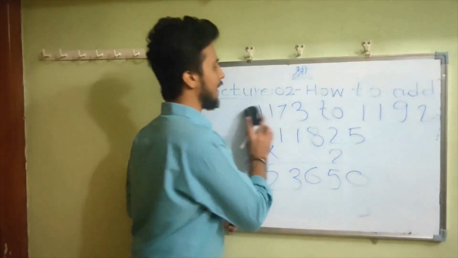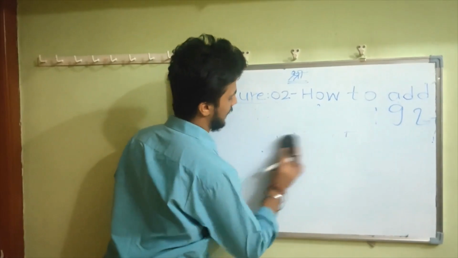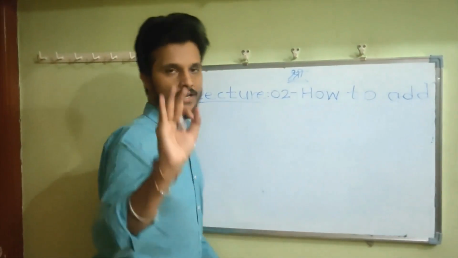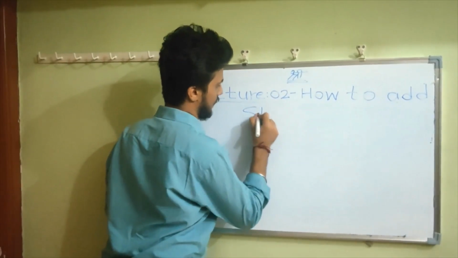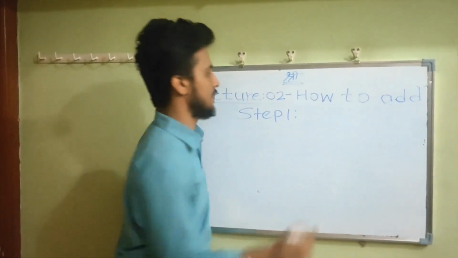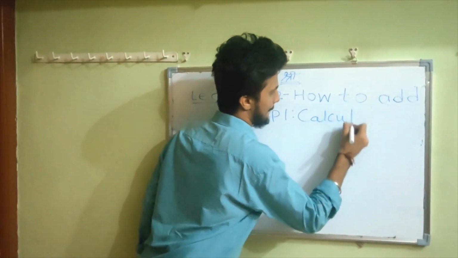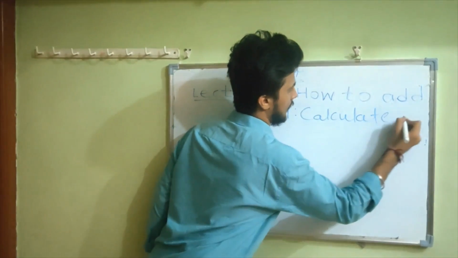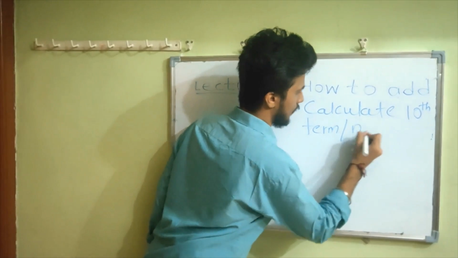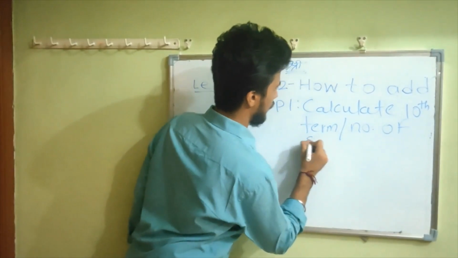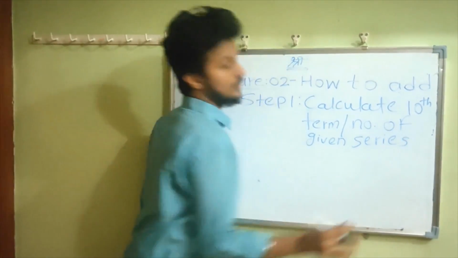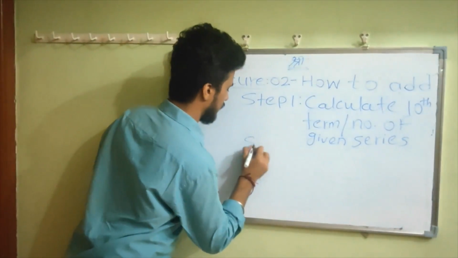That's it. To summarize everything, I'll tell you the steps to add 20 consecutive numbers within 10 seconds. We need 3 steps. Step 1: calculate the 10th term or number of the given series.